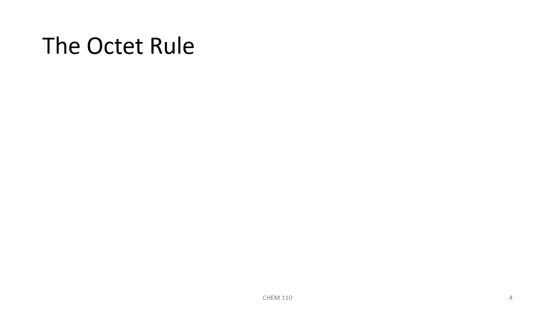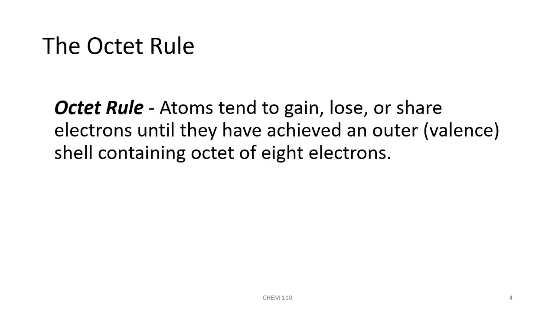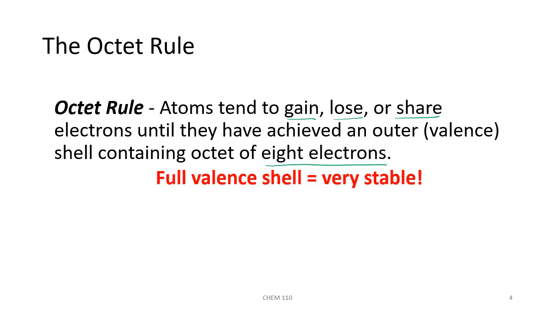When many atoms react, they follow something known as the octet rule. The octet rule says that atoms will tend to gain, lose, or share electrons until they have achieved an outer valence shell containing an octet of 8 electrons. If you have 8 electrons in your outer shell, that would mean that you have a completely full valence shell, and this is very stable. Having a full valence shell with 8 electrons means that the element would match that of a noble gas. This is why noble gases are particularly stable and they don't tend to react, because they already have an octet or 8 electrons in their outer shell.